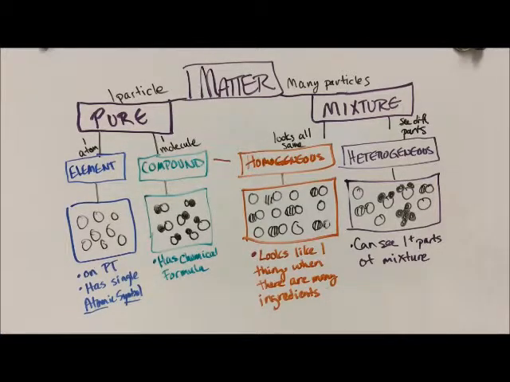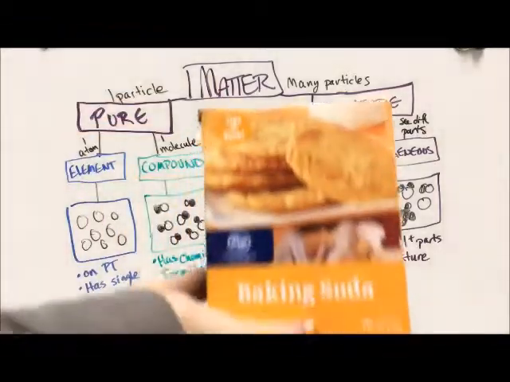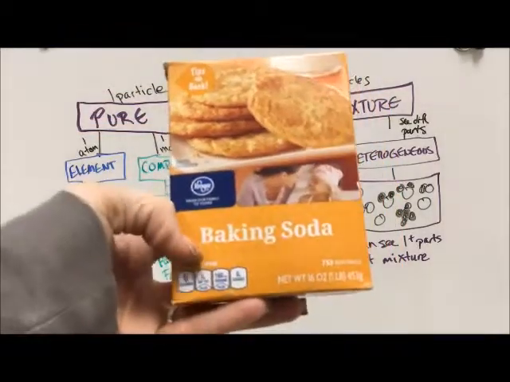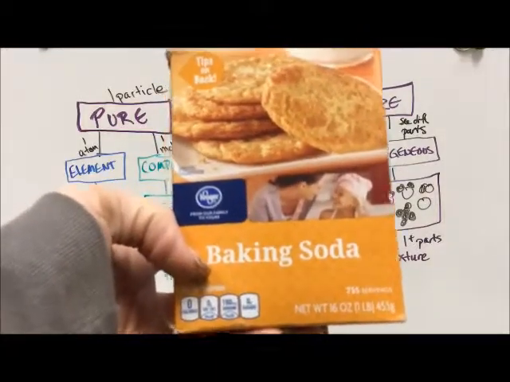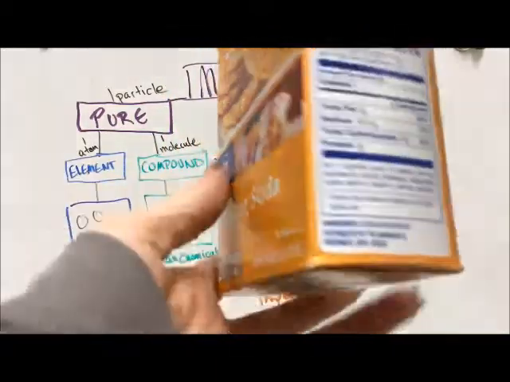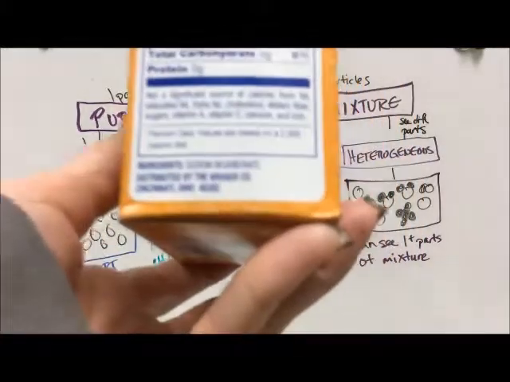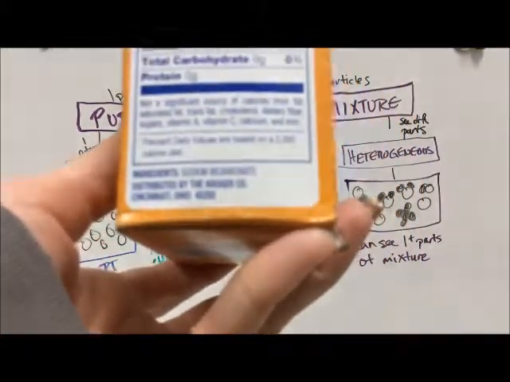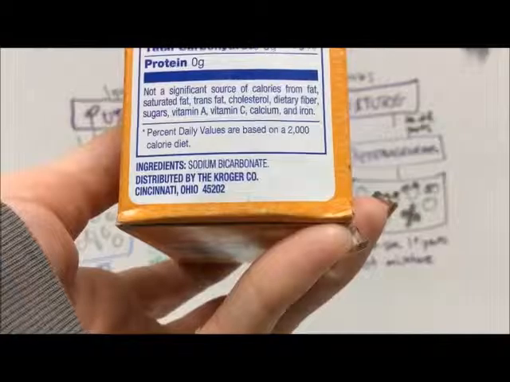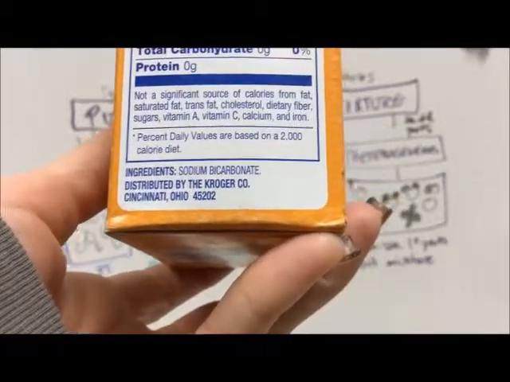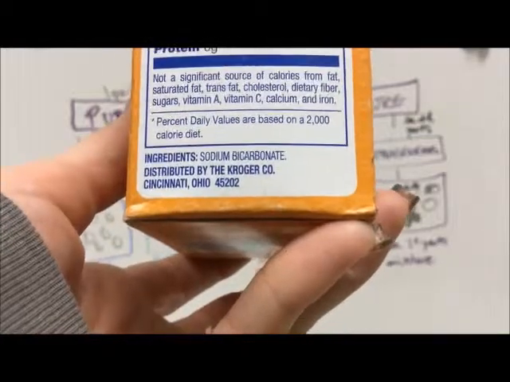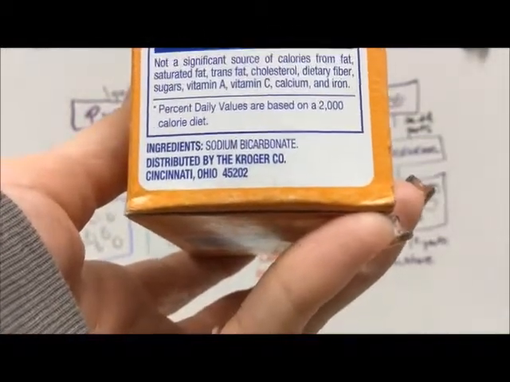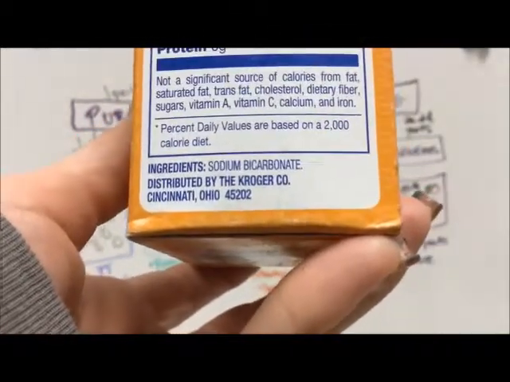Let's take a look at another substance. Here is baking soda. It's used pretty often if you cook in your house, and it's just a white powdery substance when it comes out of here. If we look on the side, it says the ingredient is sodium bicarbonate. There's no commas in between. Sodium bicarbonate is actually NaHCO3, I believe. So it is a compound because it has that name.